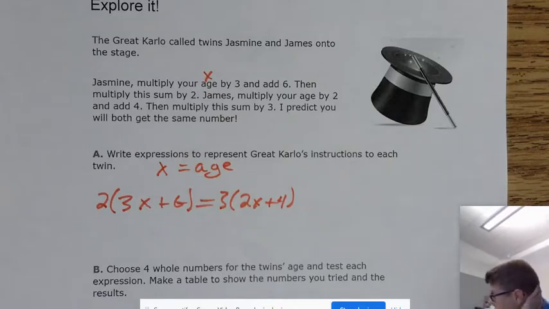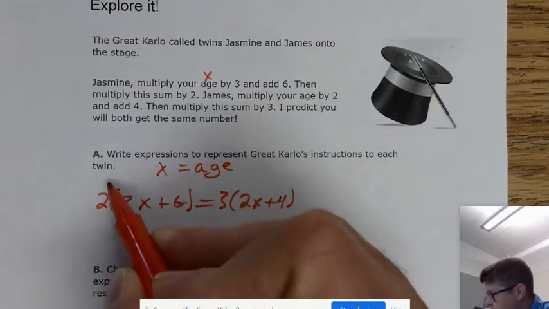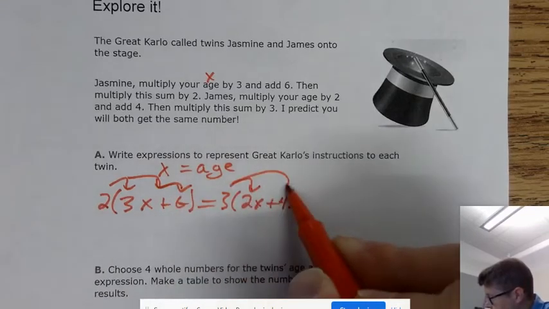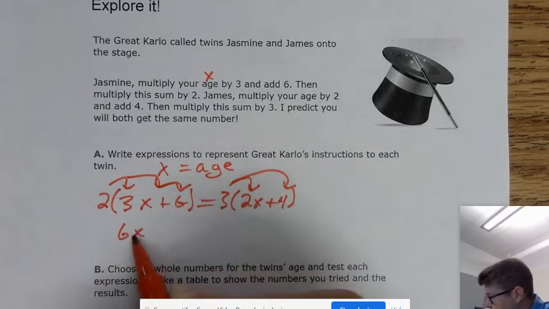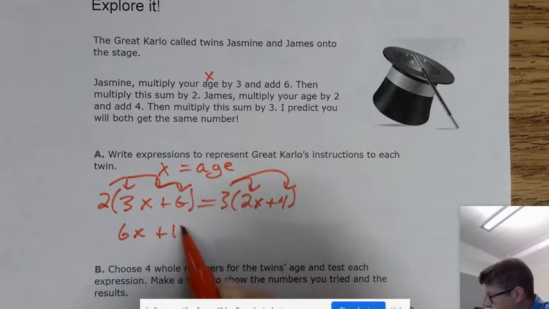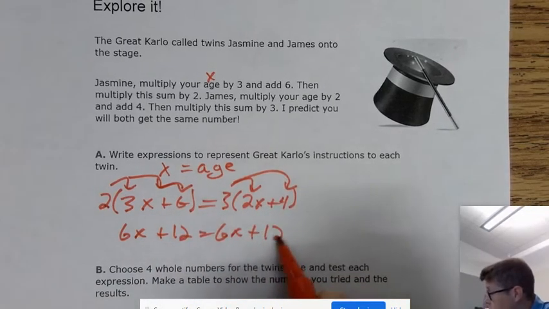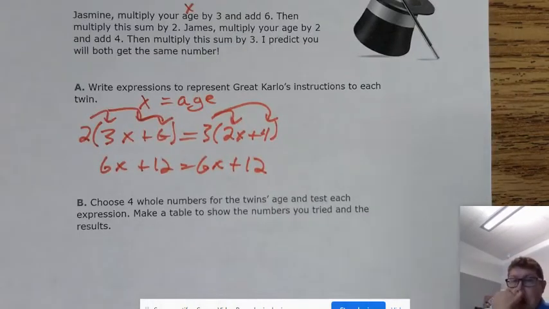So yeah, let's simplify this a touch so it makes the next step a little bit easier. Since we have these parentheses, the first step is to distribute. 2 times 3 is 6x, 2 times 6 is 12, and then 3 times 2 is 6x, and 3 times 4 is 12. Look at that, 6x plus 12, huh?